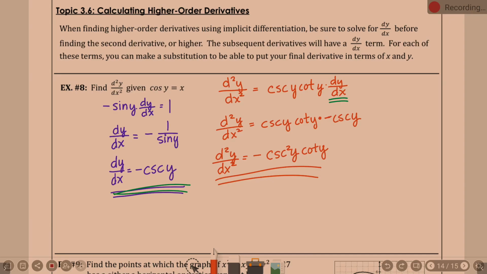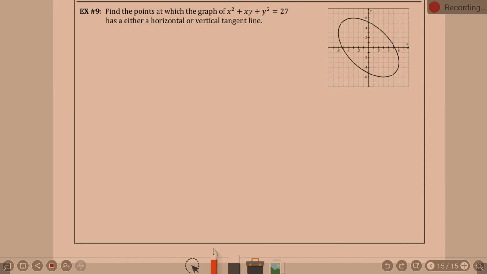Okay. You guys ready for 9? Find the points at which x squared plus xy plus y squared equals 27 has either a horizontal or vertical tangent line. Find where the slope is 0 or where the slope does not exist. Before I can do that, I need to find the formula for slope, which means I need to find dy/dx, right? Okay, so let's start there.